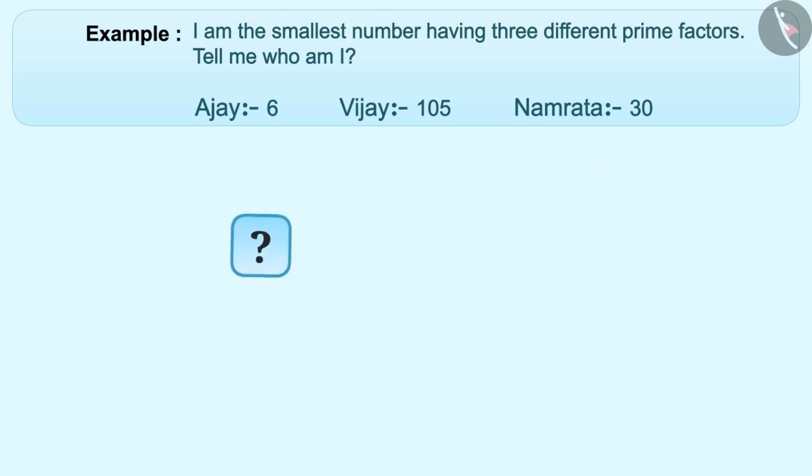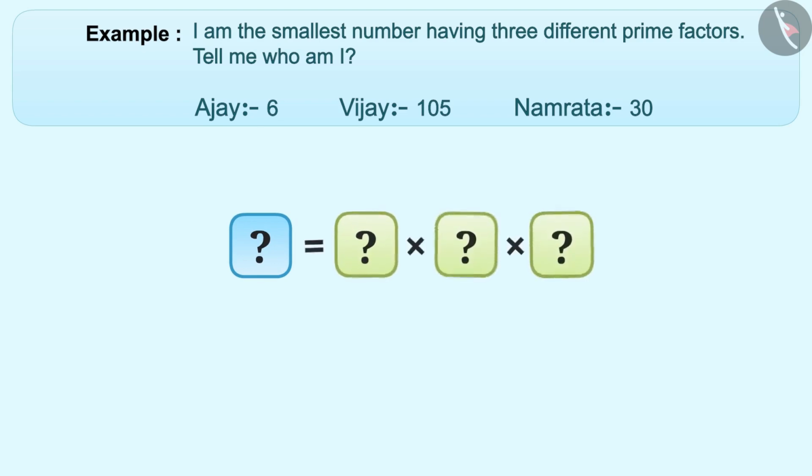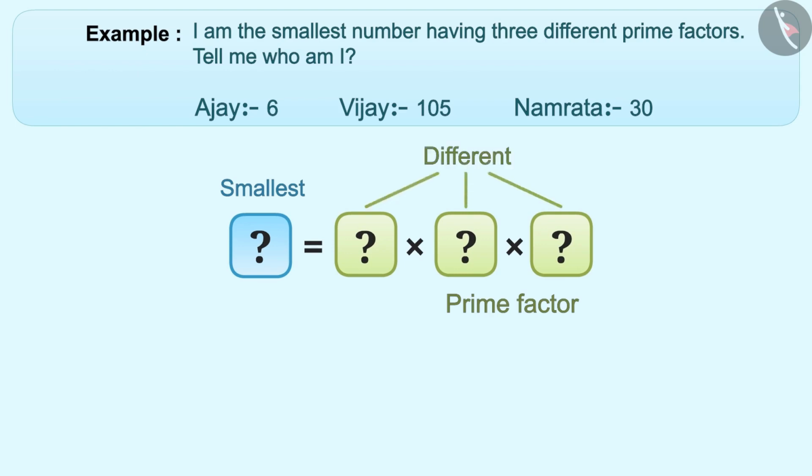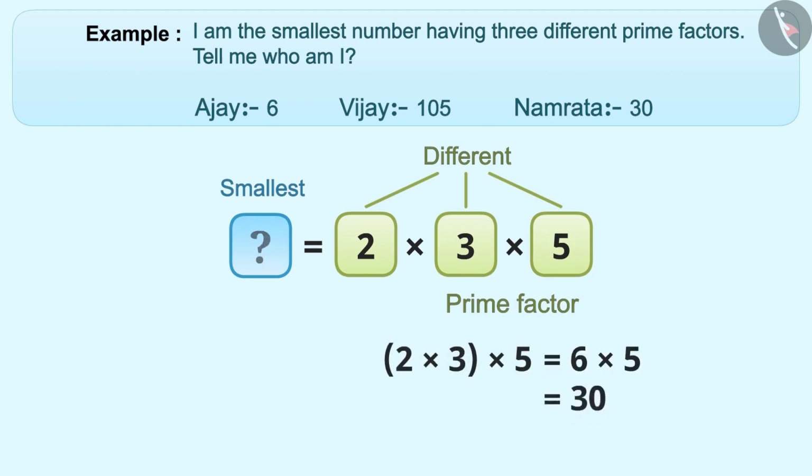That means we have to find out the smallest number with 3 different prime factors. Now, to find out the smallest number, the prime factors should be small. But they must be different at the same time. So we will choose 2, 3 and 5. To find out the smallest number, let's multiply them. Therefore, the result of 2 multiplied by 3 multiplied by 5 is 30. So we can say that Namrata gave the correct answer.